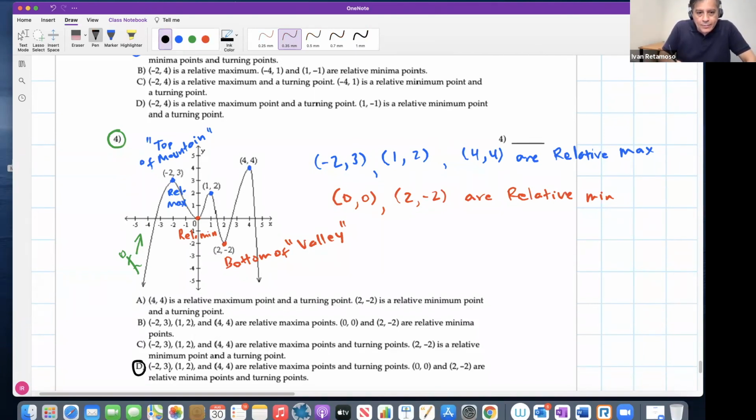Look, -2,3, 1,2, 4,4 are relative maxima. Remember, maxima is the plural for maximum, right? That's what they say, are relative maxima points and turning points, right? Yeah, they are all turning points. 0,0, 2,-2 are relative minima, right? Each of them is a relative minimum. Points and also turning points, right? Yeah, they are all turning points. Okay, guys, I think we should stop here.